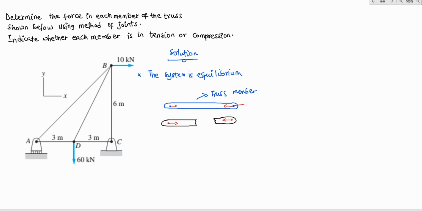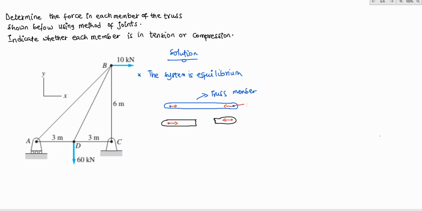Let's consider one part at a time. We know that the truss member must also be in equilibrium because the whole truss system is in equilibrium. So if I cut a truss member into two, we are going to have a surface here, right?